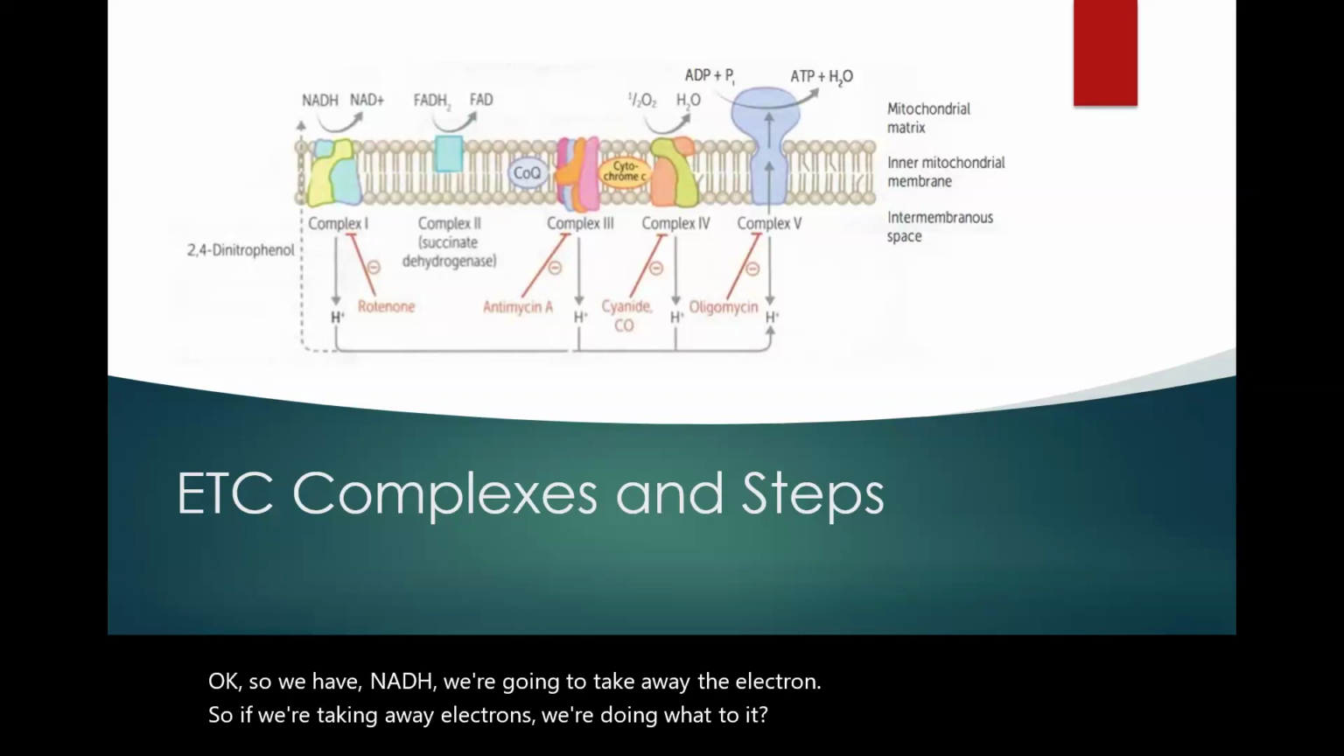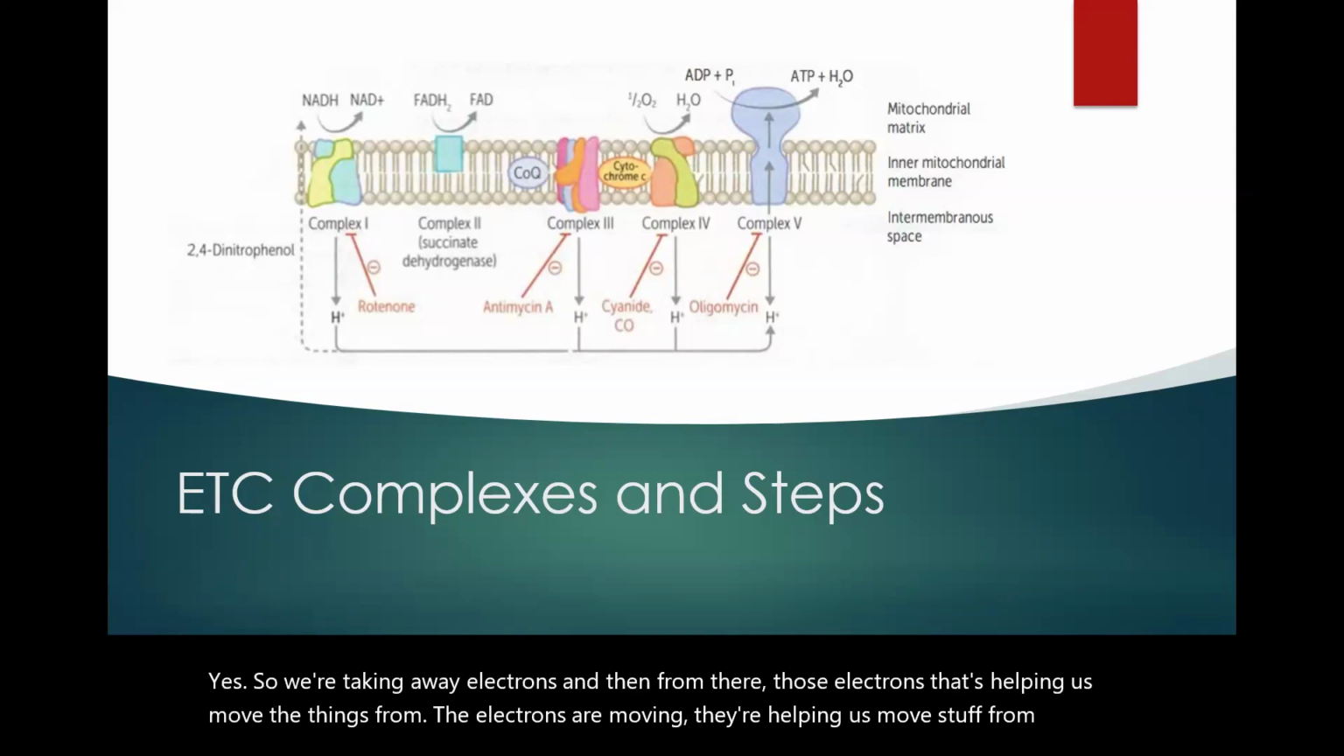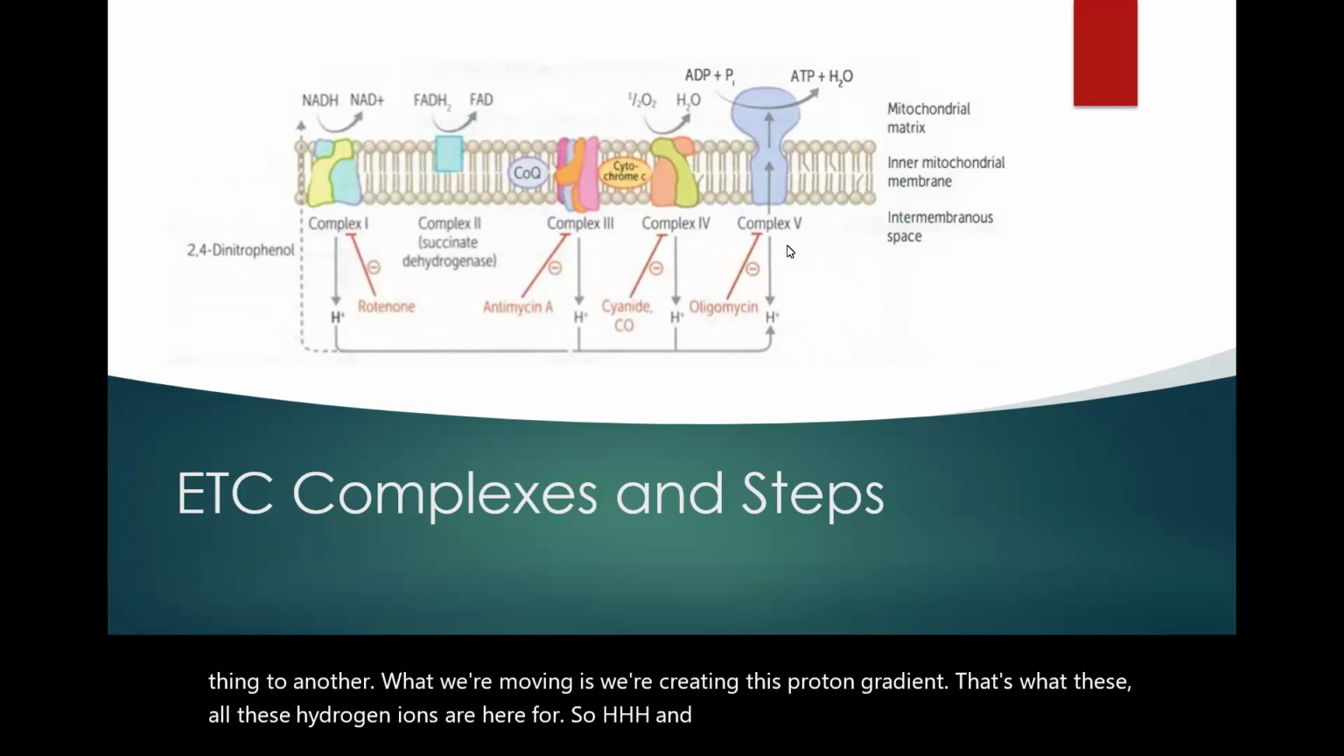Yes. So we're taking away electrons. And from there, those electrons are helping us move stuff from one thing to another. What we're moving is creating this proton gradient. That's what all these hydrogen ions are here for. So H, H, H, and H. This proton gradient is going to create a charge across our membrane.